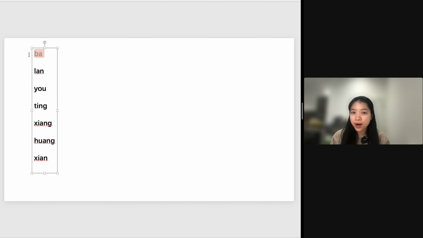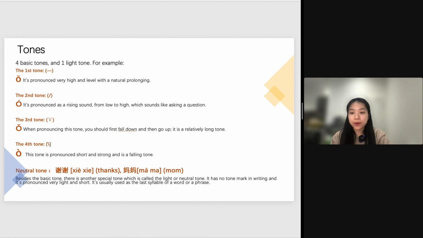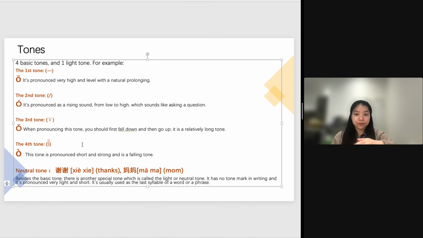Now, let's try the fourth tone. The fourth tone is quite easier for you. You can see that the sign of the fourth tone is the opposite of the second tone, yeah? This means you need to fall down. I will give you an example with the previous one. So for example, like this. I would like to say 爸爸爸. So for the fourth tone, you need to make it shorter and stronger, and with the falling tone as well. That's our fourth tone here.